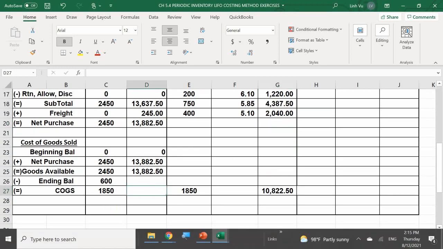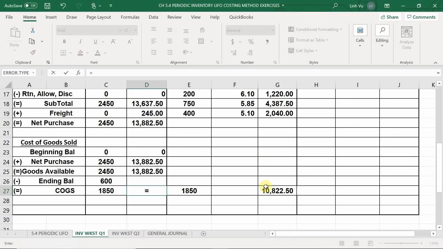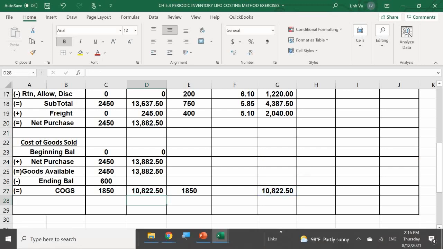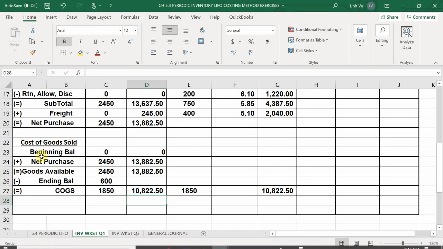So that means I solved for my total cost of selling 1,850 items at $10,822.50. So therefore, what should be my ending balance?